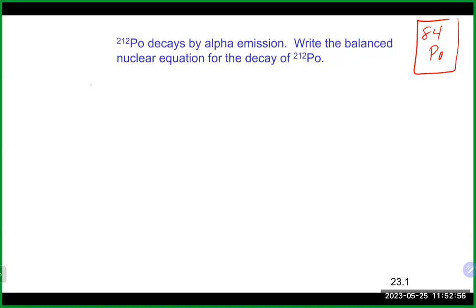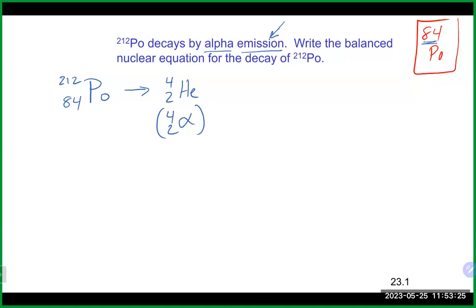So once again here, we're going to start with our starting guy, which is 212. Again, we go to the periodic table and get the number above, which will give us our atomic number. Now, this is going to decay through alpha emission. So the key word there is emission. That tells us that the alpha particle will be on the product side. It's being given off. For the alpha particle, you can do it whichever way you want. You could use the helium symbol, or you could use the alpha symbol. Either way is okay. But that's going to help us here.